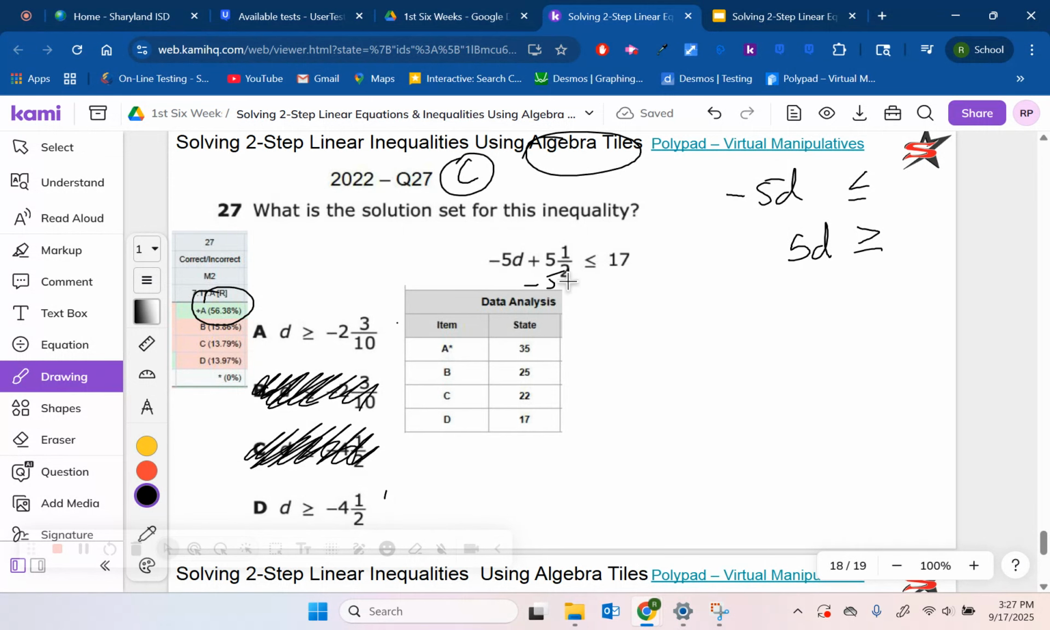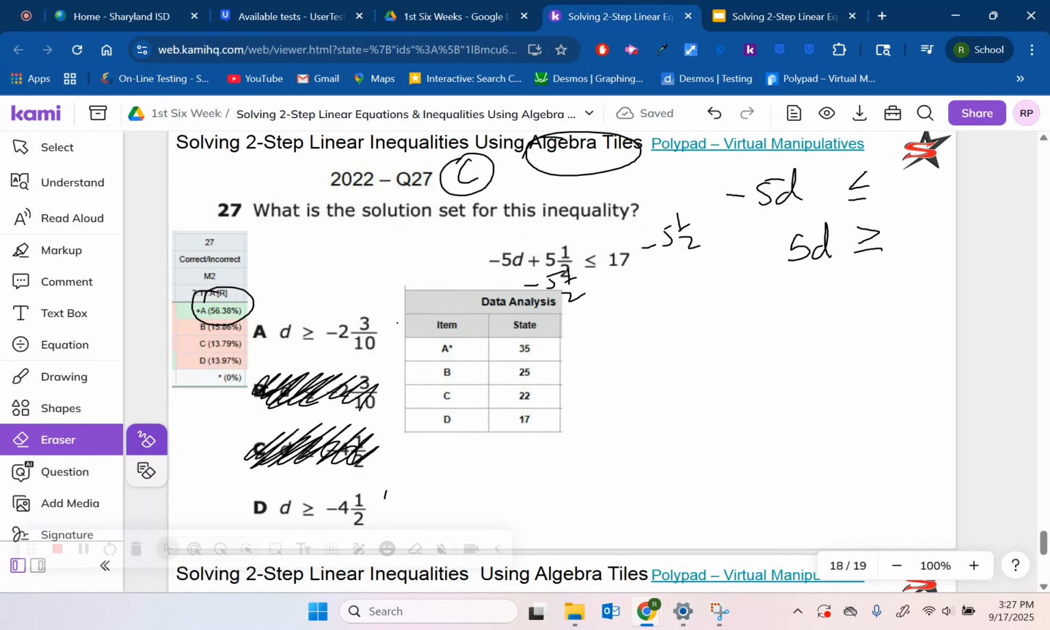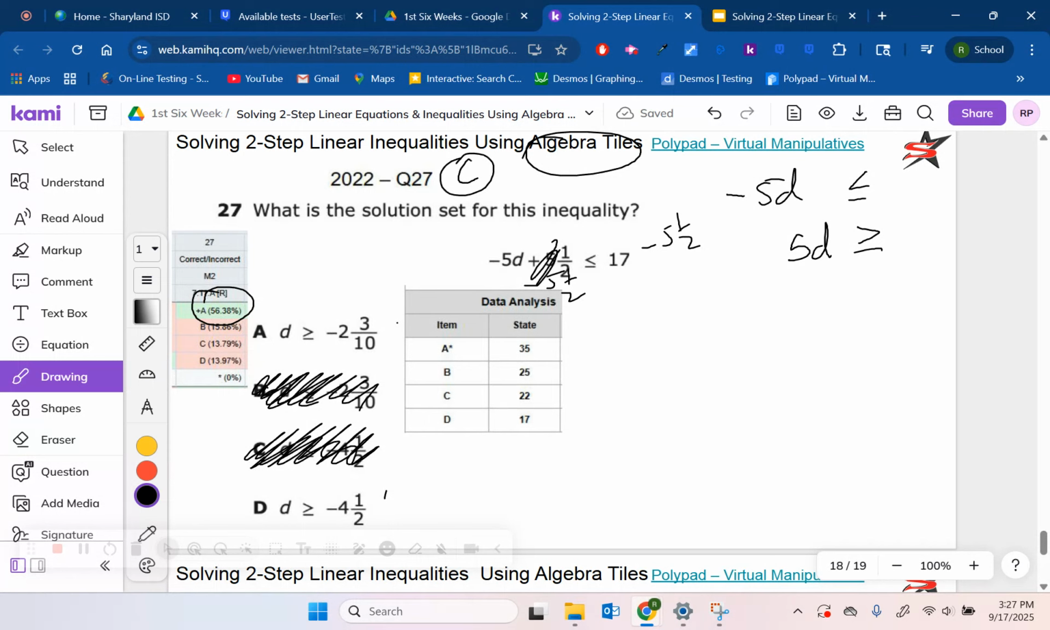We subtract by 5 and 1/2. We subtract by 5 and 1/2, right? 5 and 1/2 over here. What are you writing, follow me? So minus 5 and 1/2, right? I'm trying to write there. So minus 5 and 1/2 on both sides, which means this will cancel out. So symbolically, we're here, hopefully, right?